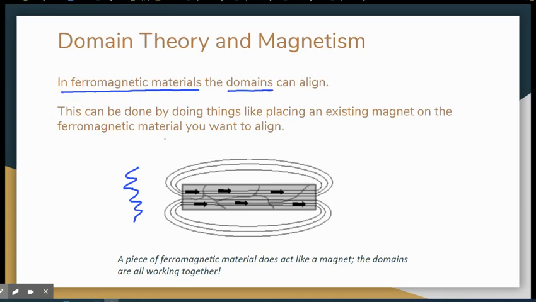Well, you can put a piece of iron into an existing magnetic field. So if you hold a piece of iron near another magnet itself, eventually you can cause these domains to start to shift and line up.